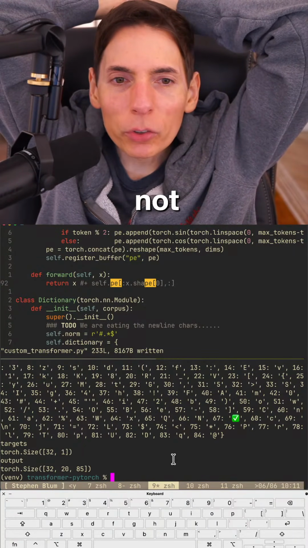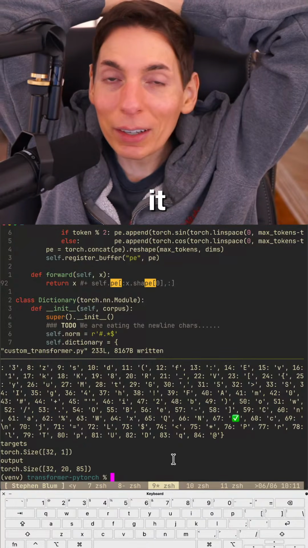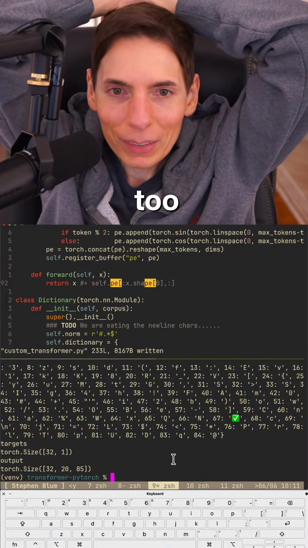I feel like normal Notepad is a good goated code editor. It is. I used to use Notepad too.